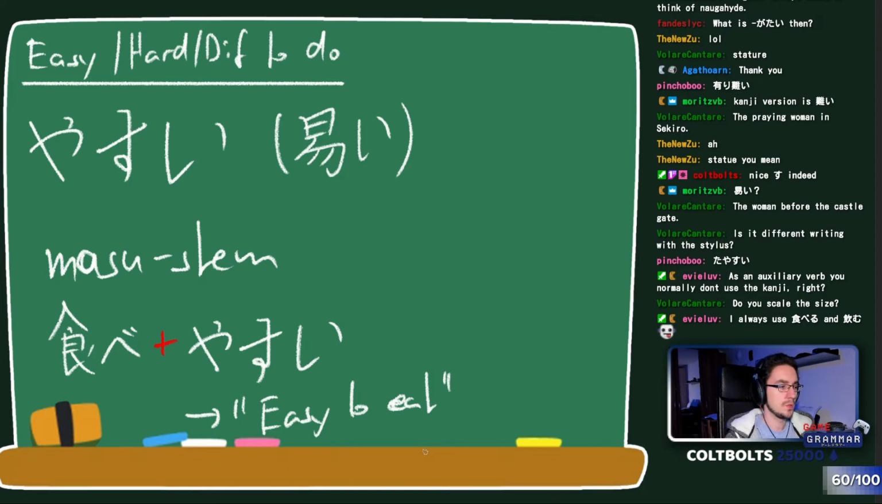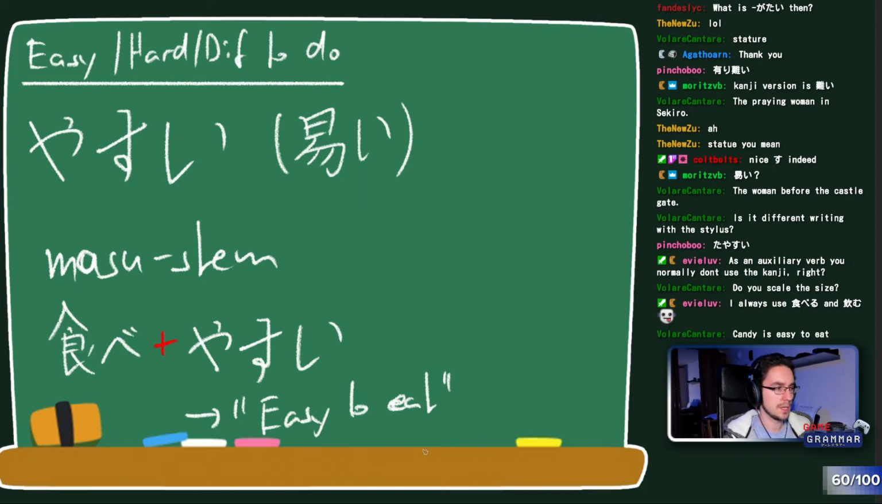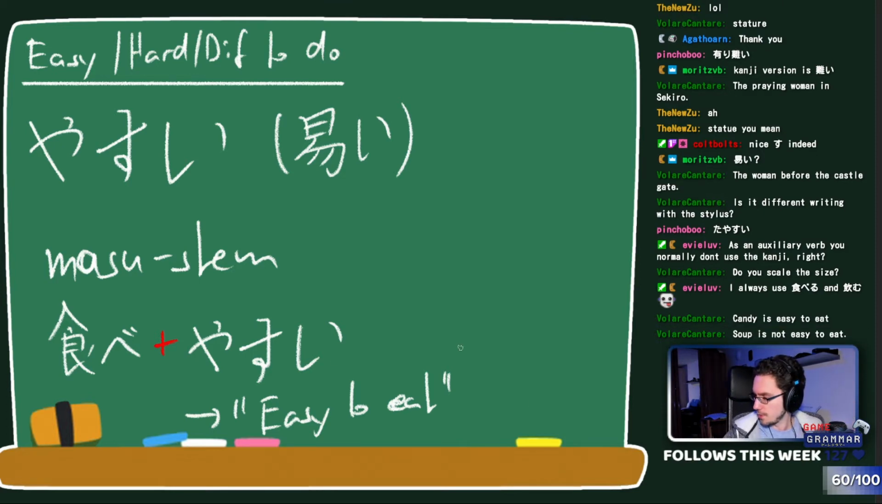So yeah, tabeyasui can be used in different contexts. It can be used to different effect, but it really just means easy to eat. There's no one true way in which we can interpret this, but that's just language. So this is enough already.